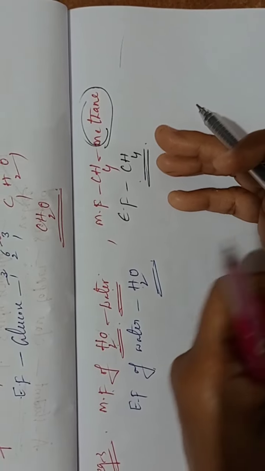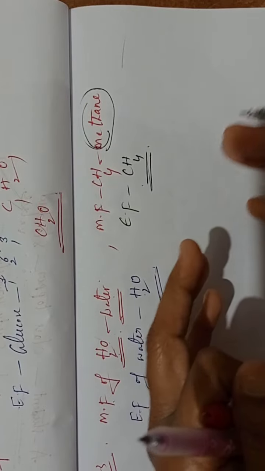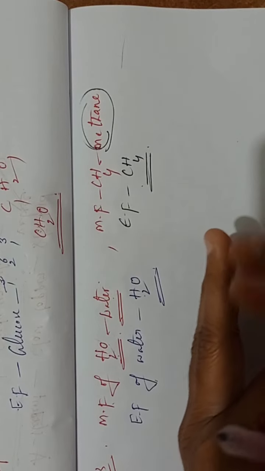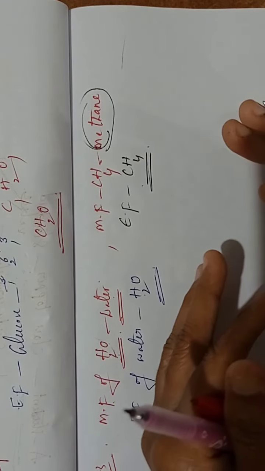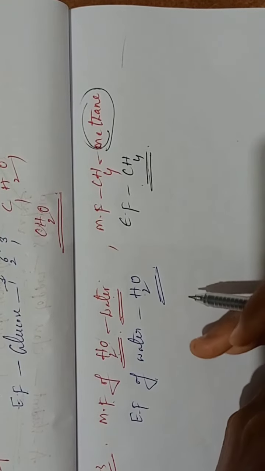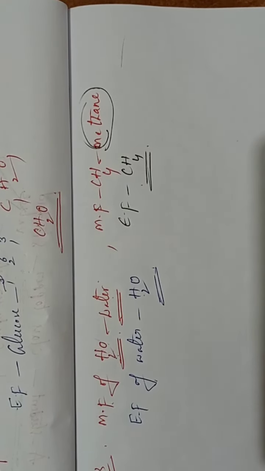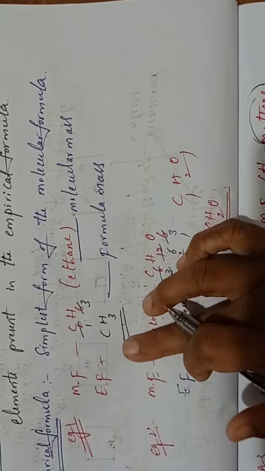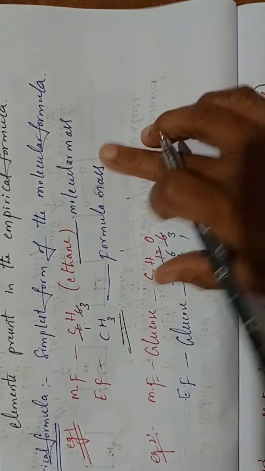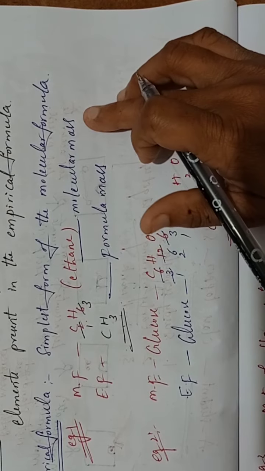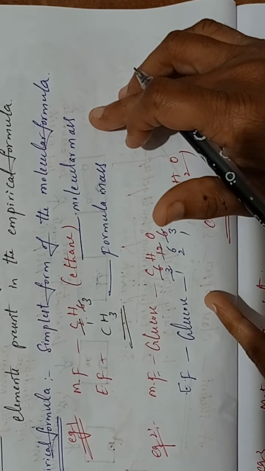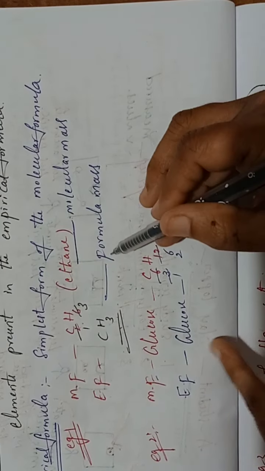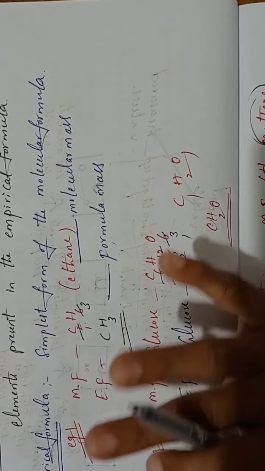Are you following, students? If we can write it in a simpler form, that is the empirical formula. If we cannot write it in a simpler form, that is the molecular formula, and in that case both are the same. Now, how to find the molecular mass and formula mass? For the empirical formula we can calculate the formula mass, and for the molecular formula we can calculate the molecular mass. Are you clear on this?